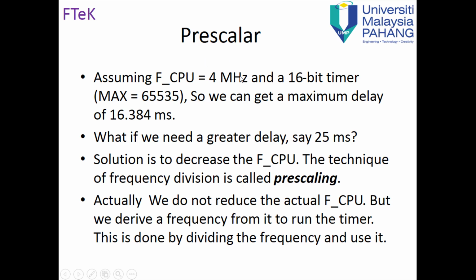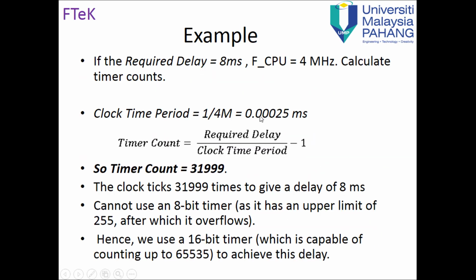If we have a 4 MHz CPU and a 16-bit timer with the maximum of 65,535, we can get a maximum delay of 16.384 milliseconds. How do we calculate this? Just multiply this by the tick time, 0.00025.